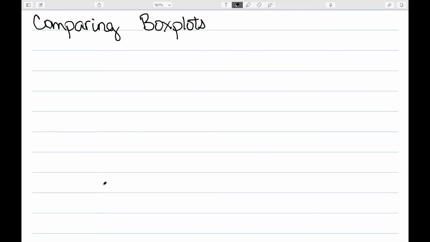In this video, I want to talk about how to compare box plots. If I have more than one, how can I compare them? So let's start with some guidelines. We can start by comparing the medians. So we want to compare the locations of the medians.